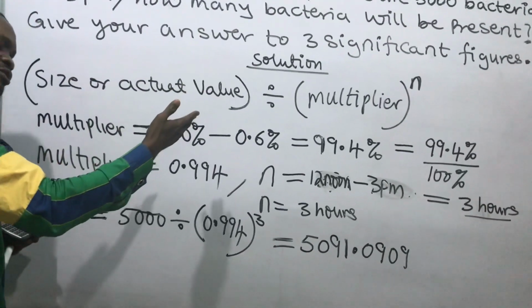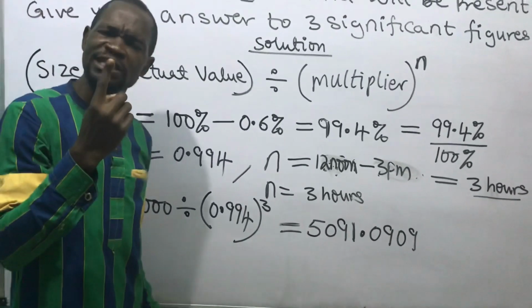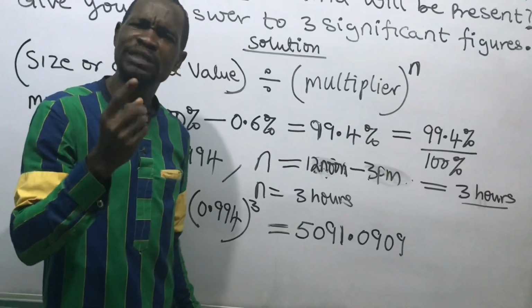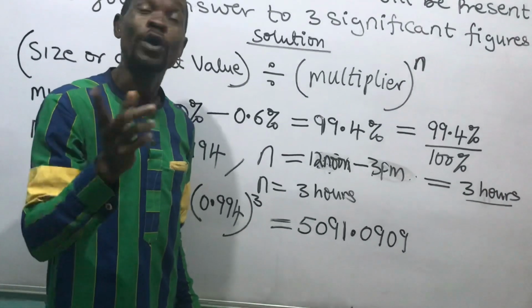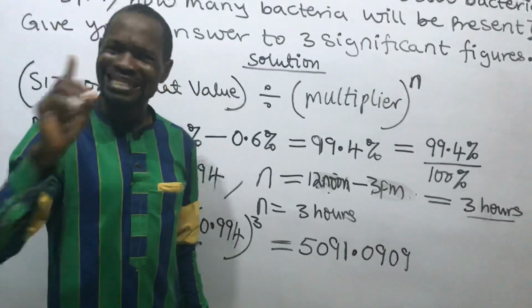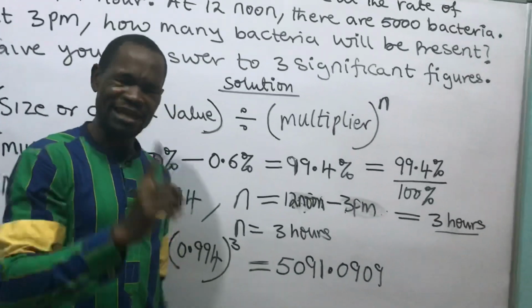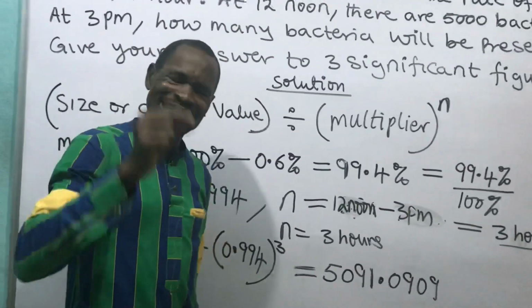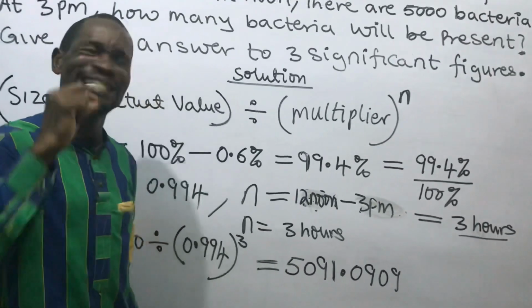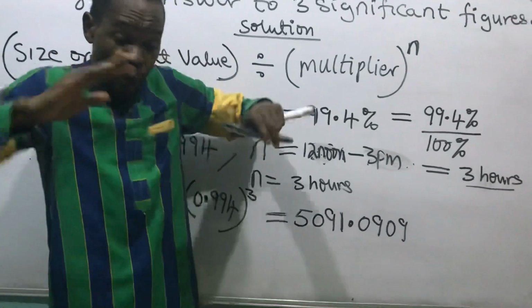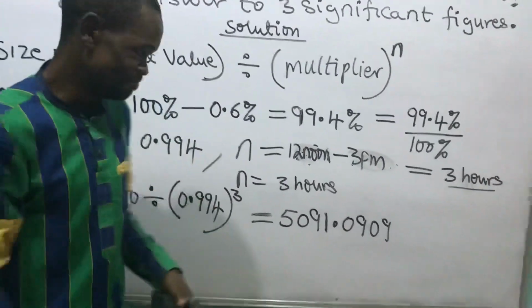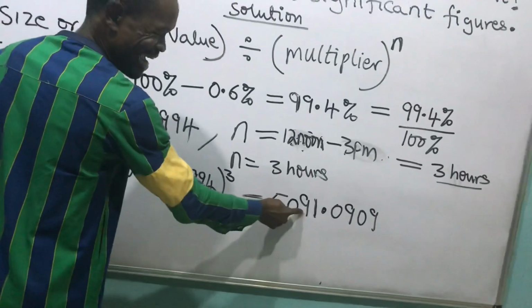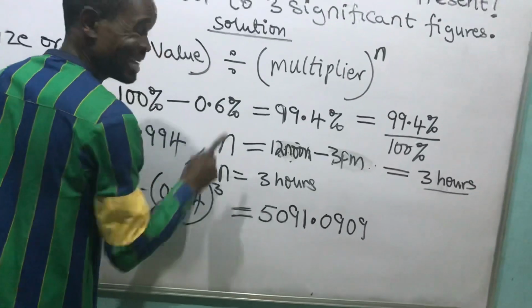Give your answer to 3 significant figures. We remember that 0 is not a significant figure, but 0 can only be a significant figure when it is in between other values. 1 to 9 is a significant figure, but 0 is not a significant figure. So 0 can only be a significant figure when it is in between 1 to 9. Look at it. This 0, I will call it a significant figure because it's in between 5 and 9. Therefore, this 0 becomes a significant figure. I can count it as a significant figure.